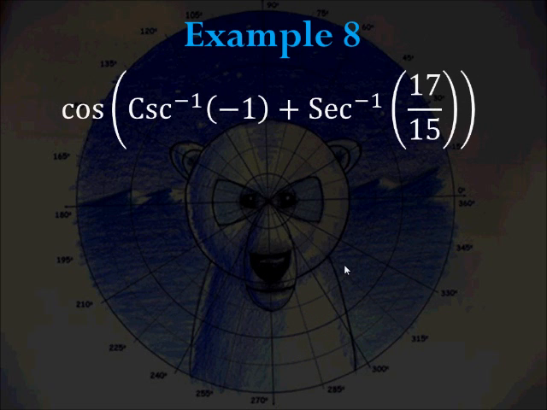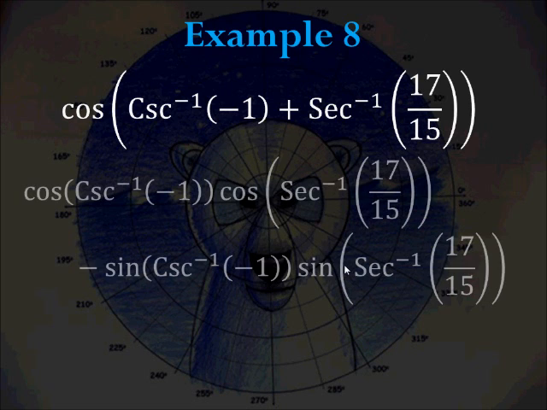Example 8, our last one. The cosine of the inverse cosecant of negative 1 plus the inverse secant of 17/15. So again, you will want to start out with some sort of addition formula or double or half angle formula. In this case, it's the addition formula. Remember, the cosine of a plus b is equal to cosine a cosine b minus sine a sine b. So here is the expression using that addition formula.